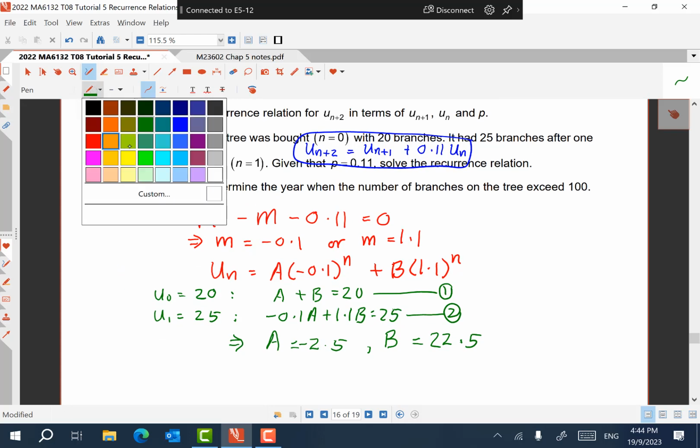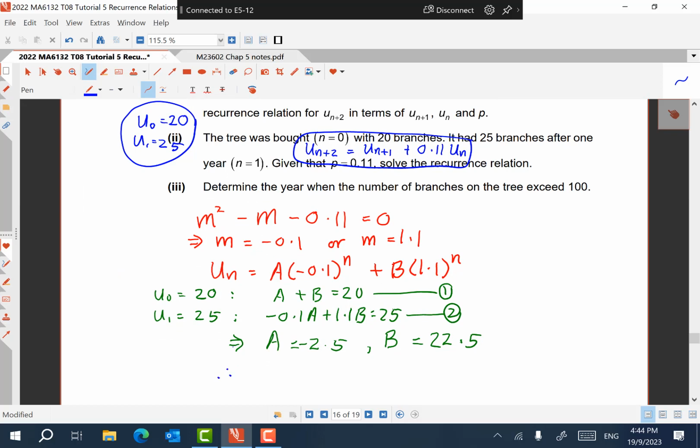So therefore your U(n) is equal to negative 2.5 times 0.1 to the power n plus 22.5, and you're done. You have solved the recurrence relation.